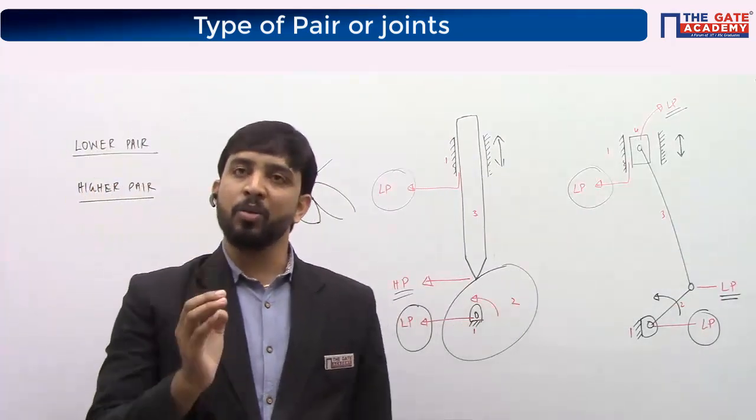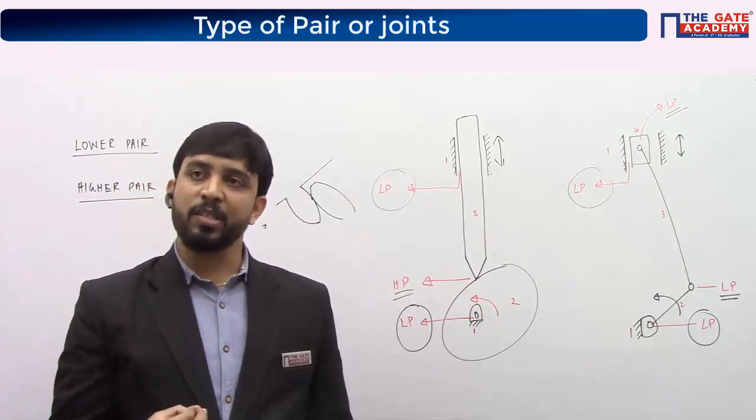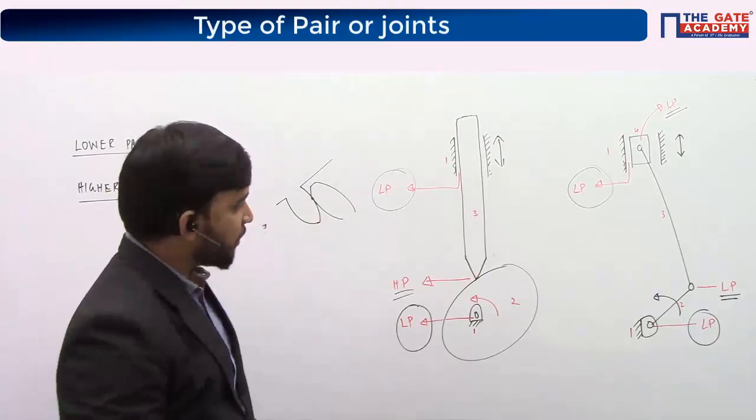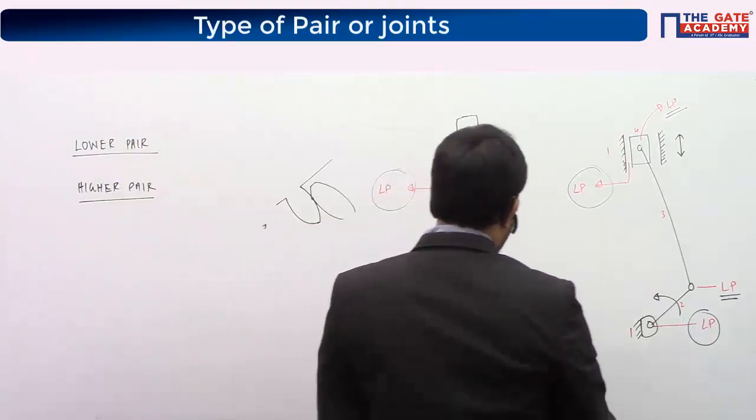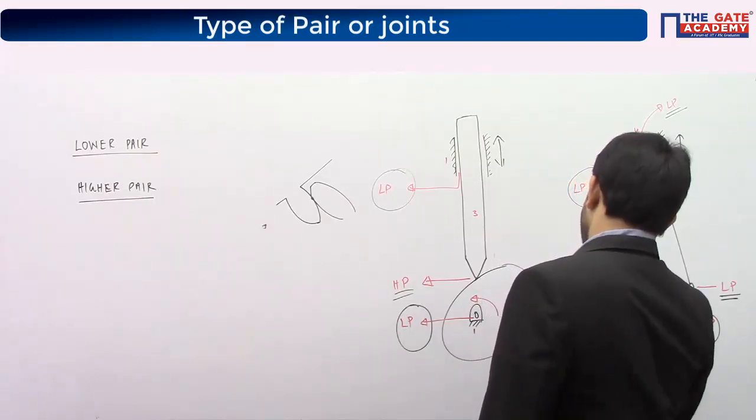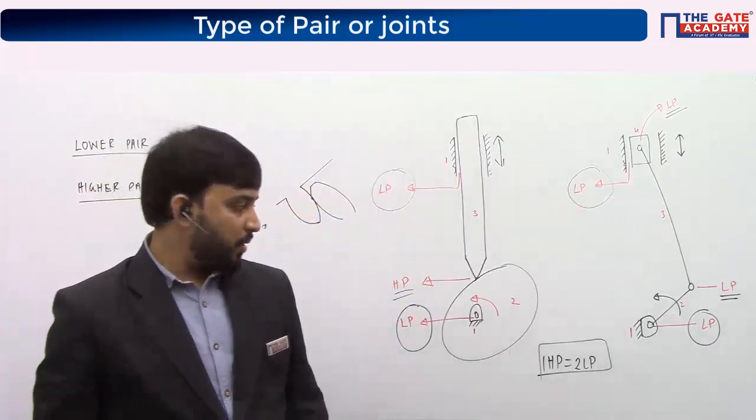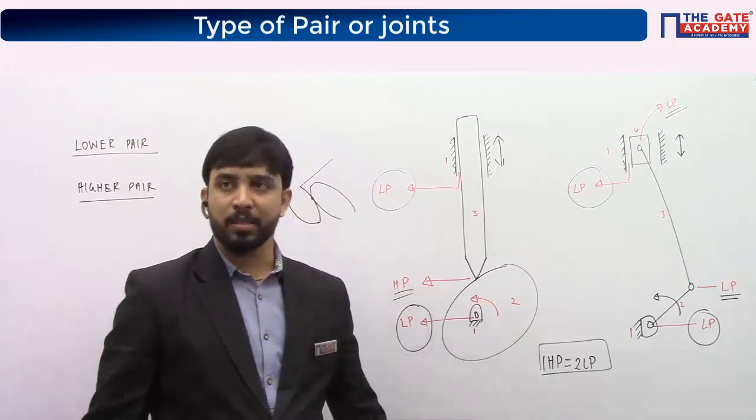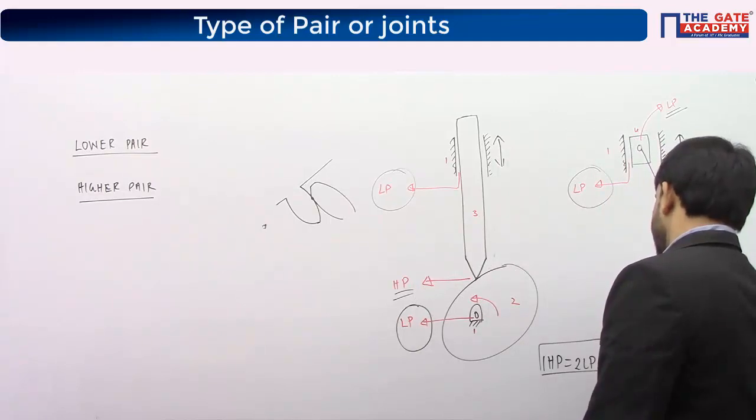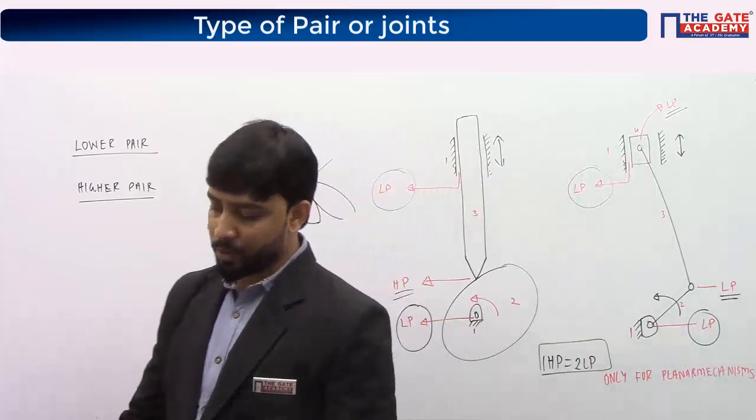In planar mechanisms, if you want to generate an equivalent mechanism with only lower pairs, you need to replace one higher pair with two lower pairs. Or I can say, for planar mechanisms, one higher pair is equivalent to two lower pairs. Just write down like this. One higher pair is equivalent to two lower pairs. This is valid only for planar mechanisms, okay?